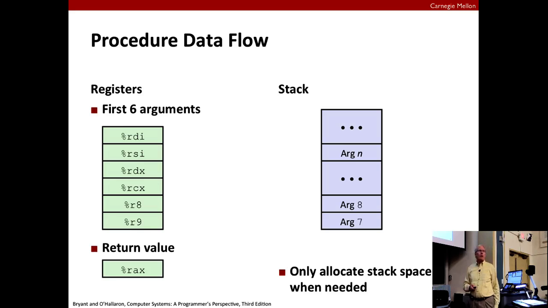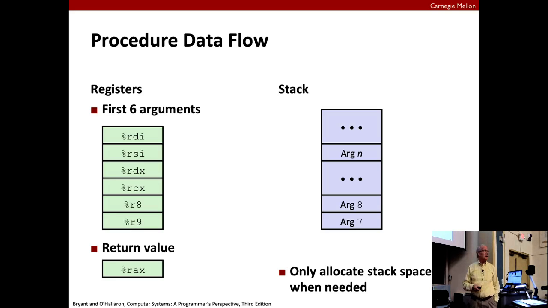Then you ask, what happens if you have more than 6 arguments to a function? That isn't very common, but it happens. The rule is that those get put in memory on the stack, and I'll illustrate what I mean by that. They're passed to the function, and then the function has to retrieve those values off the stack.